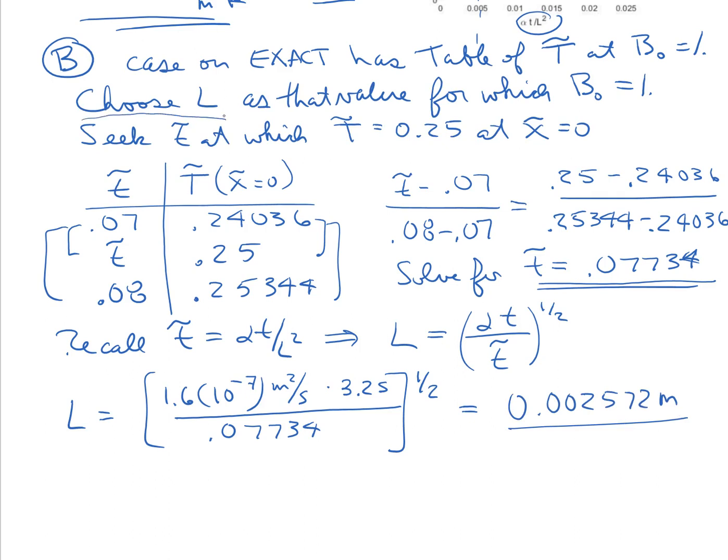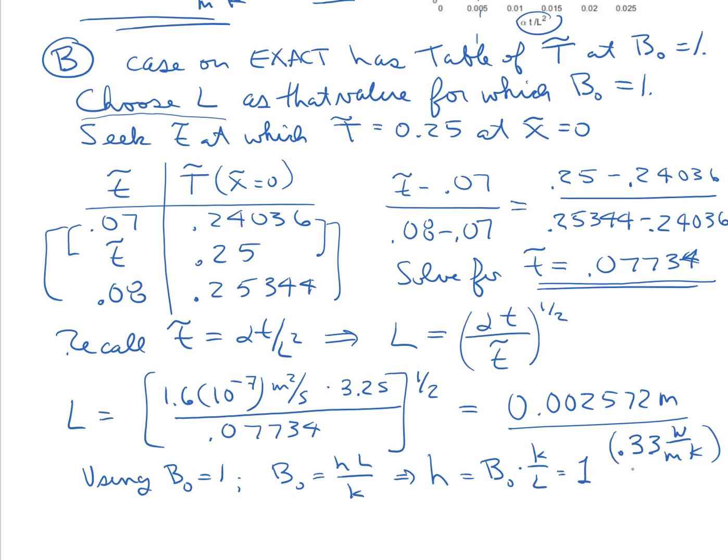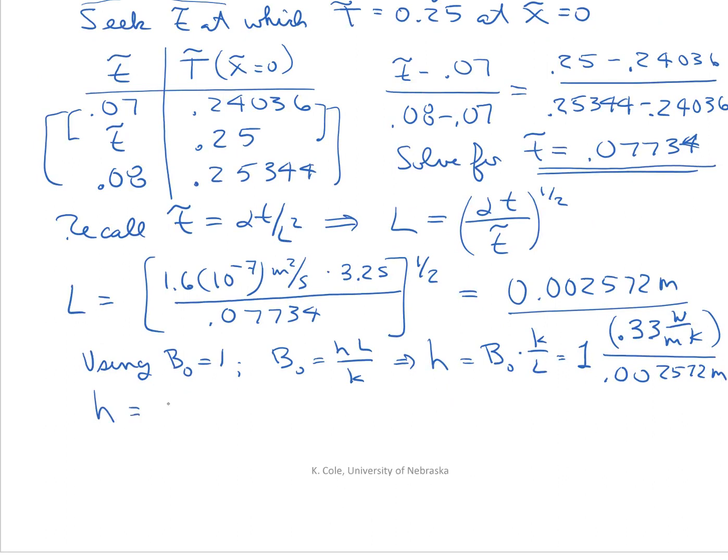Now this is the characteristic length that makes this true. That was the value I chose. Then I can find, using Biot number equals 1 and the fact that the Biot number is defined to be HL over K, I can solve that for H. H is going to be the Biot number times K over L. Biot number is 1. K is 0.33 watts per meter per Kelvin. And this L now is 0.00257 meters. My H then, when I compute that, is 128.3. That's very close, within 4 digits of the value I found with solution method A. This agrees with A.